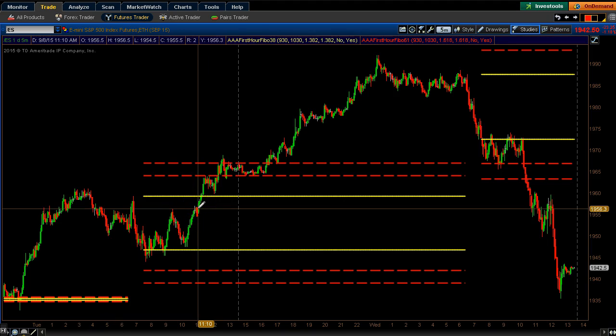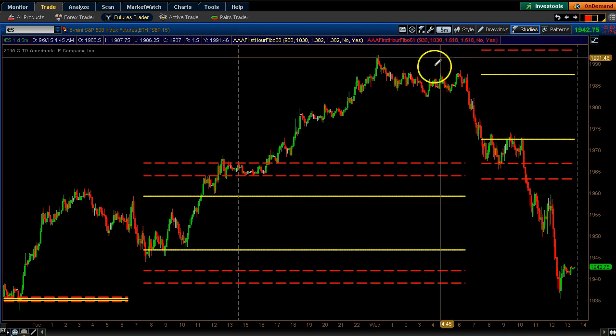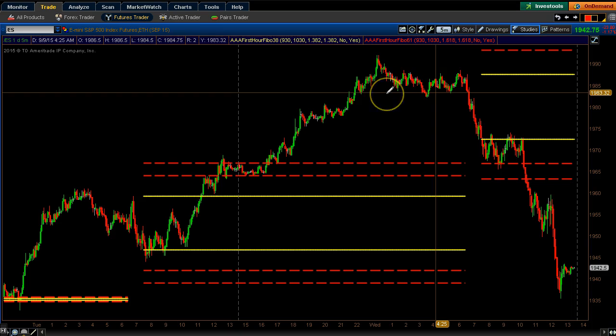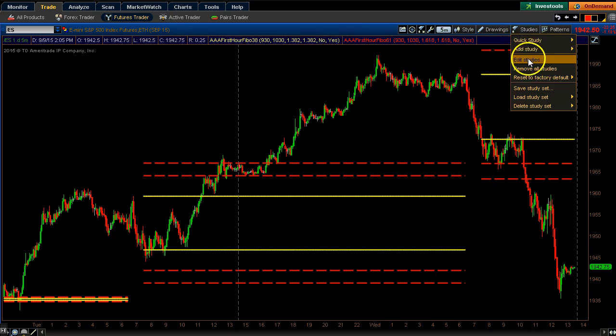Okay, so this is probably one of my favorite indicators for scalping, because what it does is it gives you levels visually that you know every other trader's looking at. Let me walk you through how to first add them.